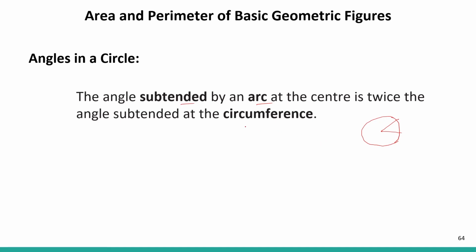So it tells us that the angle subtended by the arc at the center is twice the angle subtended at the circumference. Whatever the angle subtended at the circumference is, the angle subtended by the arc at the center is twice that amount. So this angle is half of the angle subtended at the center.